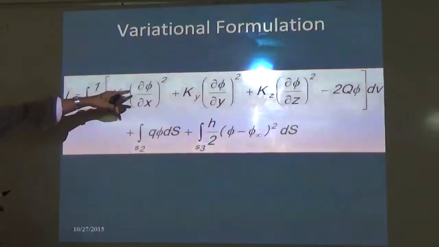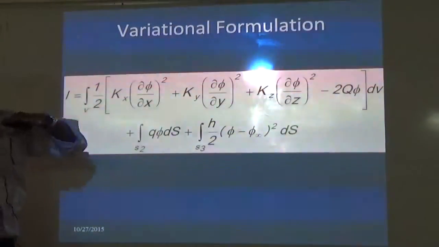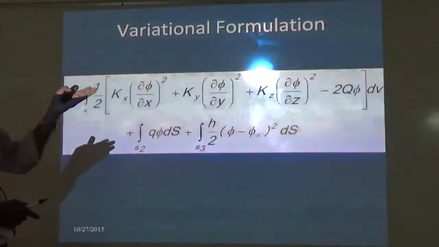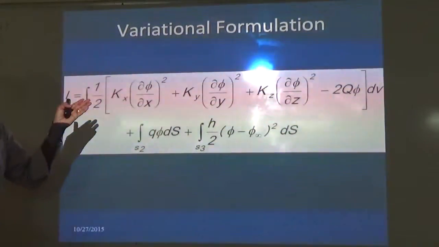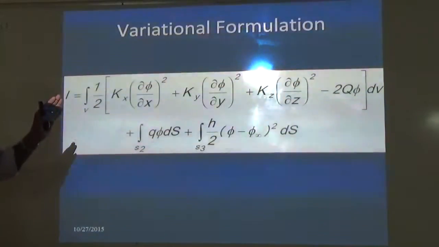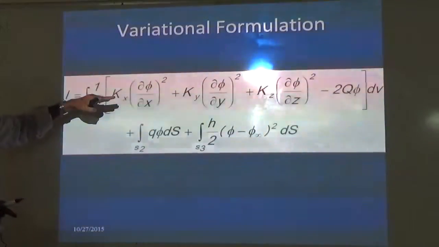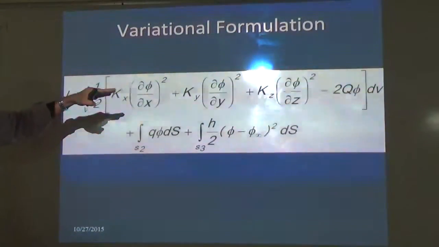So what is this phi? Phi is the unknown field variable. If it is a thermal problem, phi represents the temperature; in a fluid flow problem, phi will be the stream function; in an electromagnetic problem, phi will represent the magnetic flux. It's a field. Now we need to write this in terms of shape functions and nodal values.